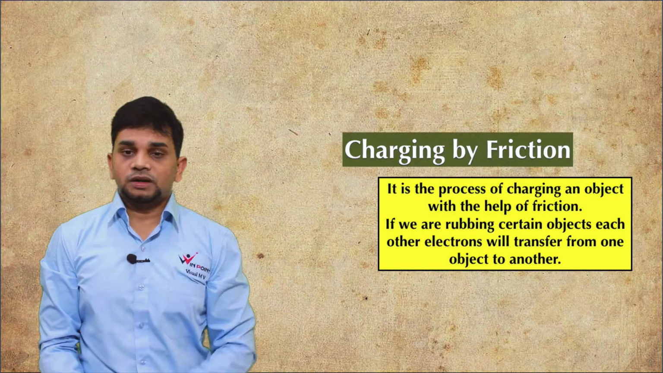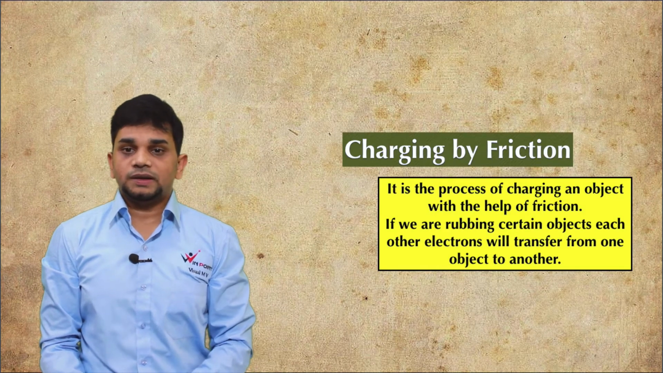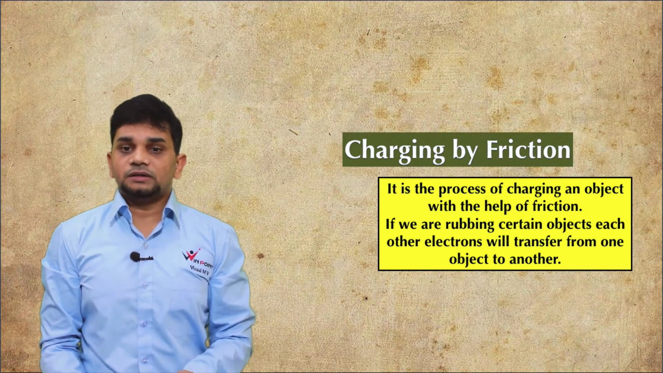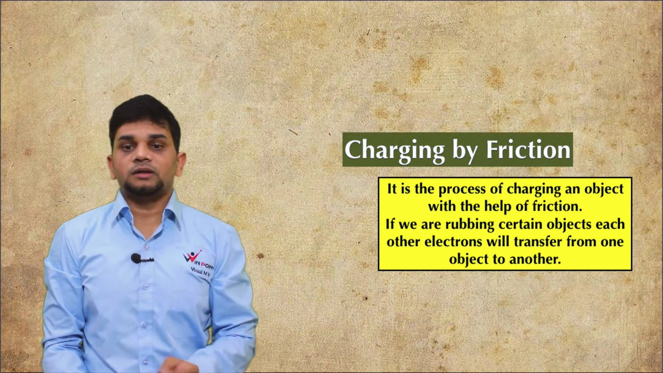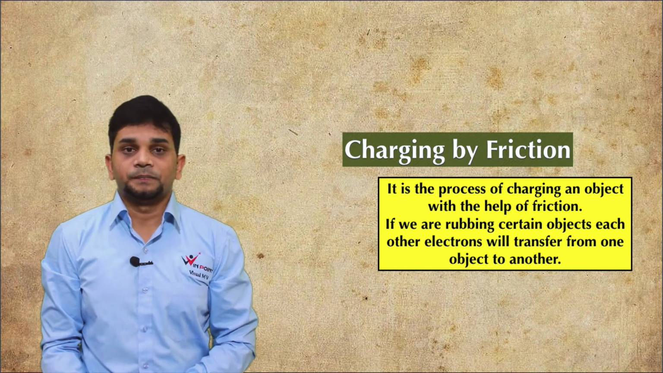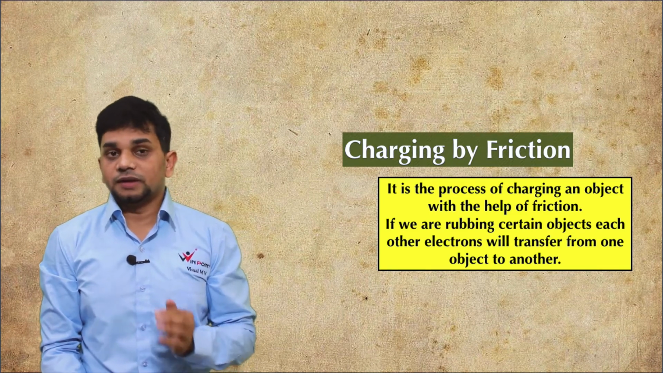This type of charging is known as charging by friction. The electricity produced here is known as frictional electricity. It is a process of charging an object with the help of friction. If we are rubbing certain objects against each other, electrons will transfer from one object to the other object. This process is known as charging by friction.